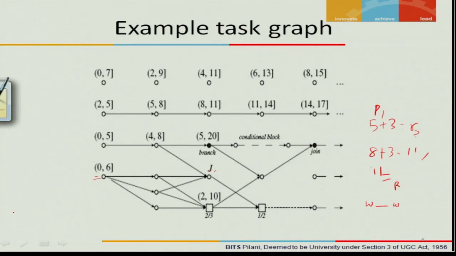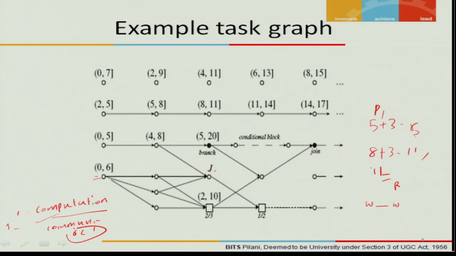Now we have a measure called granularity. Granularity is defined as the ratio of the computation cost to the communication cost. When the communication cost is higher, the granularity is going to be lesser. Ideally it will be 0 to 1, within a small value. So these are called fine grained tasks. Similarly, if the communication cost is lower, we have a granularity greater than 1. In this case, these are called coarse grained tasks.